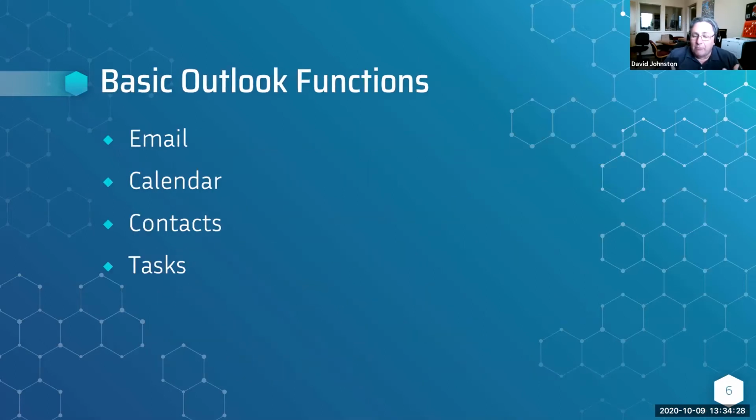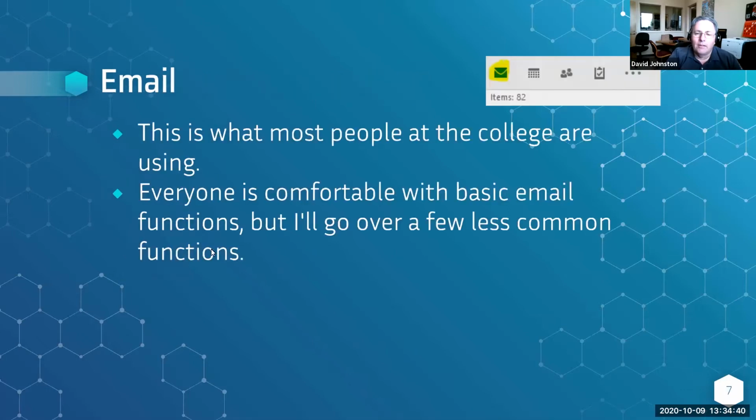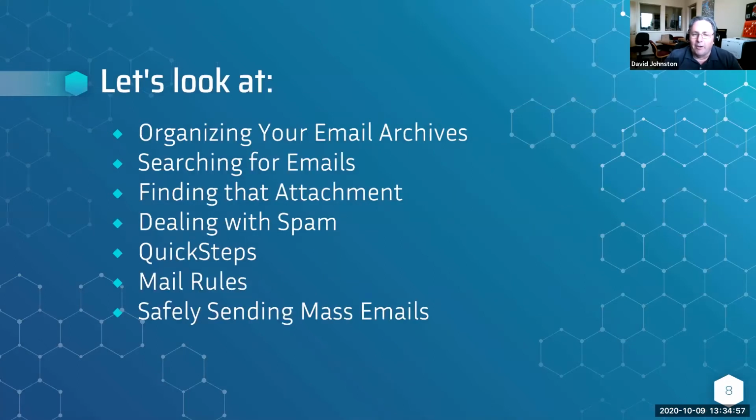So Outlook has really 4 main functions: email, calendar, contacts, and tasks. I'm going to go through each of those and share some little things that you might not have been aware were there. So email, that's what we're all using. Everybody is pretty familiar with that. Down at the bottom, there are 5 icons, and the left one is your email one. I think you're all pretty comfortable, but I have a few things that I can show you in email.